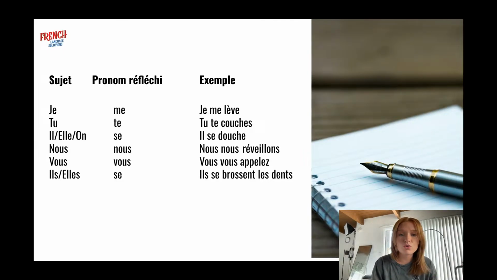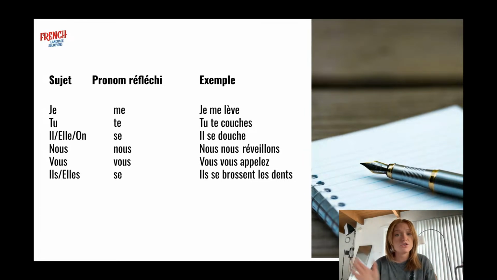Tu te couches, same thing. The verb is se coucher, to go to bed. If I want to say you go to bed, you are the one doing the action. So you need to keep the se but adjust it to the pronoun. The pronoun is tu, so the article will always be te. Tu te couches. But I still keep my same verb, meaning that, for example, if my verb is coucher and I'm using tu, I'm going to keep using the es at the end because it's my natural ending of the verb.